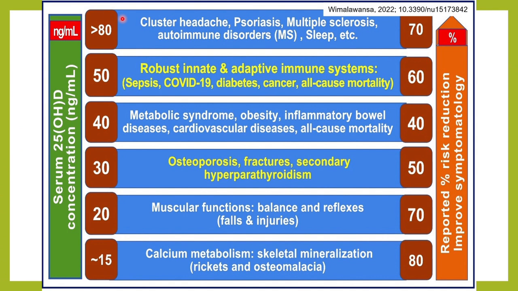So for a proper functioning, you need at least a level of 50 nanogram per ml. So many of the laboratories say okay, up to 30 is okay, 30 is fine, but for the fine tuning and for proper ultimate functioning, at least 50 nanogram per ml should be the level of vitamin D.